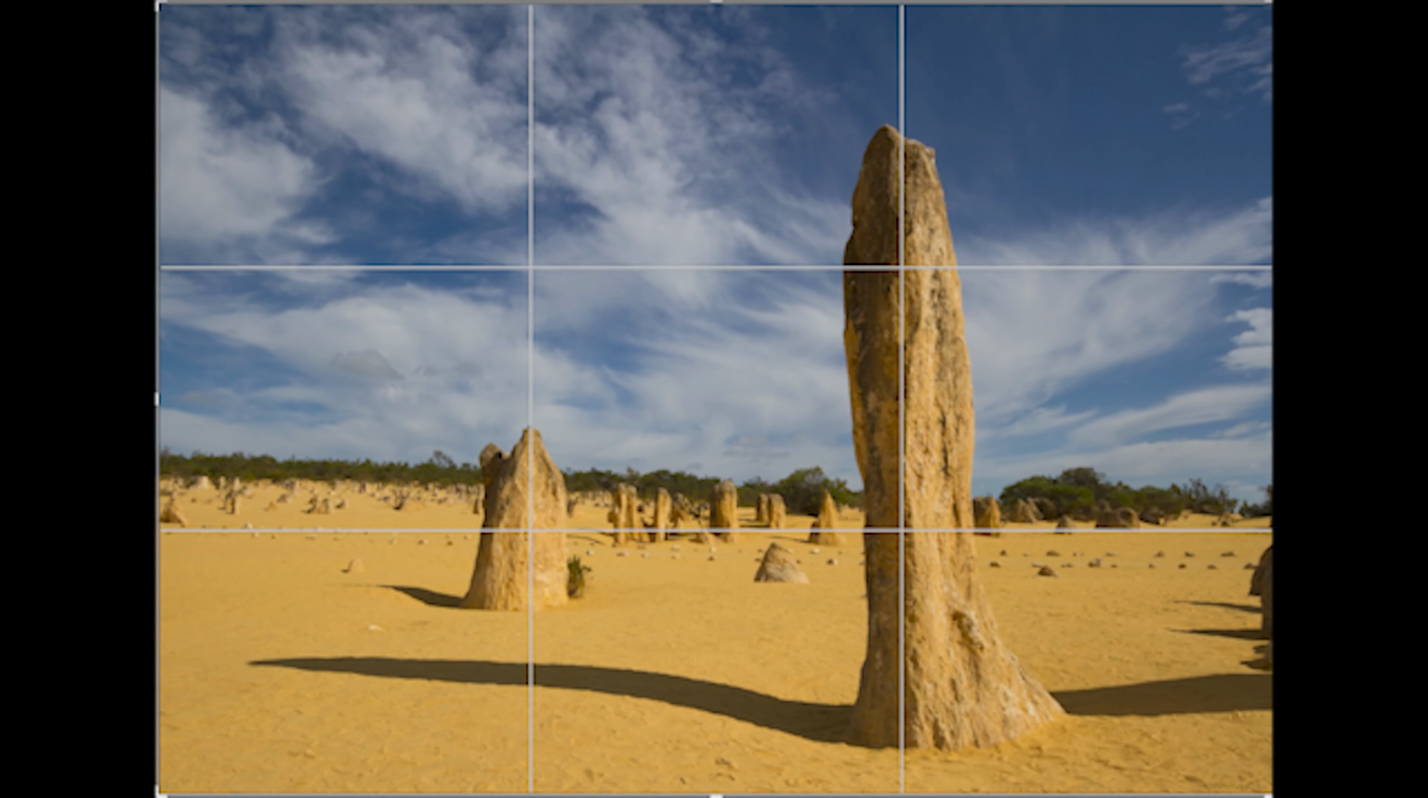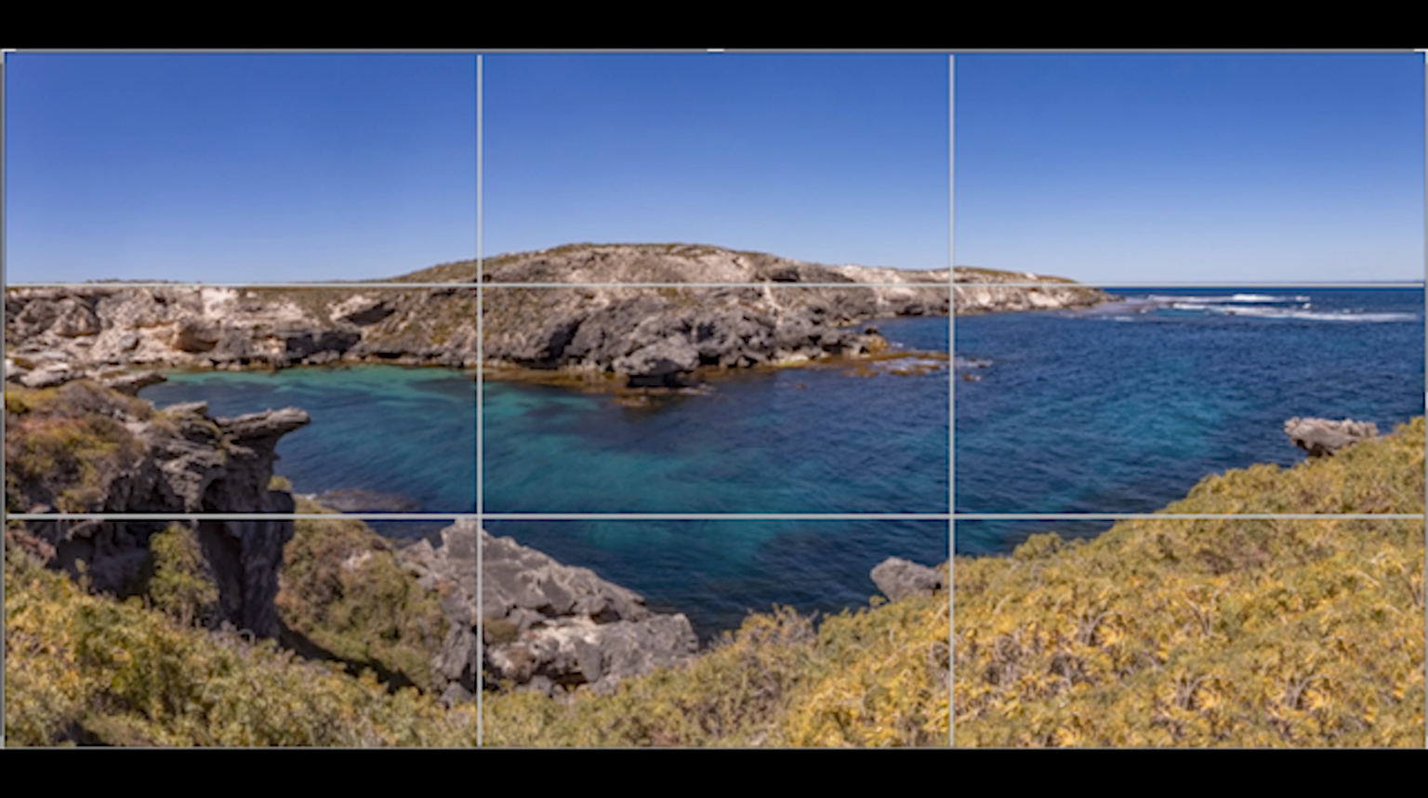The rule of thirds is a composition technique which can be used to create more dynamic and interesting photos. Imagine that your frame is divided into thirds, both horizontally and vertically, creating 9 equal sections. Position your subject or the horizon in your image along one of these lines or at where these lines intersect to create a visually appealing composition.